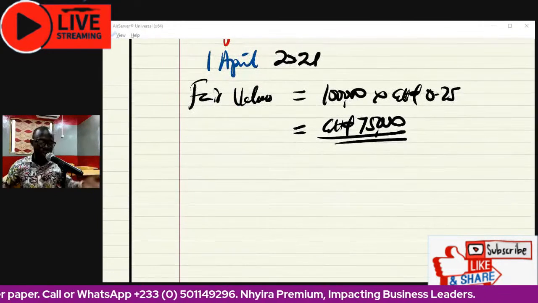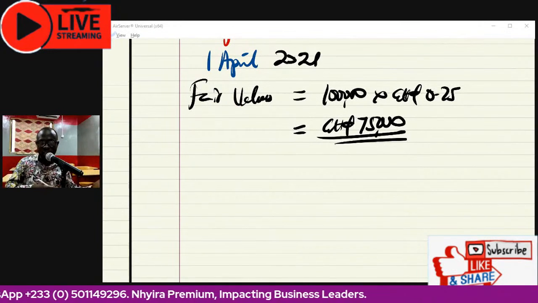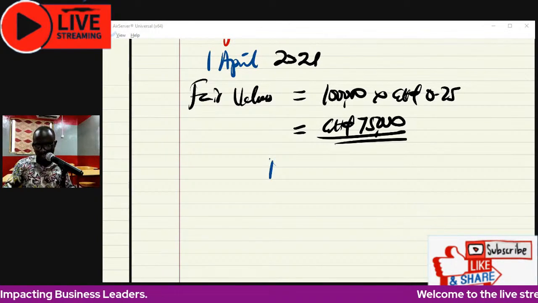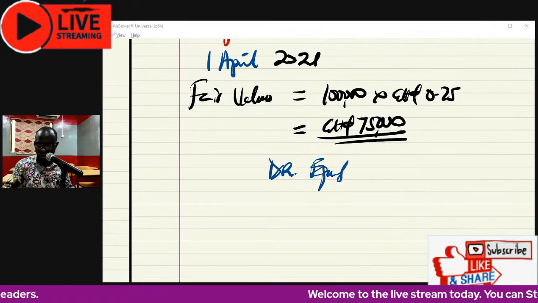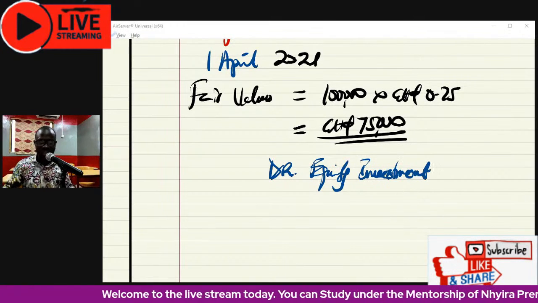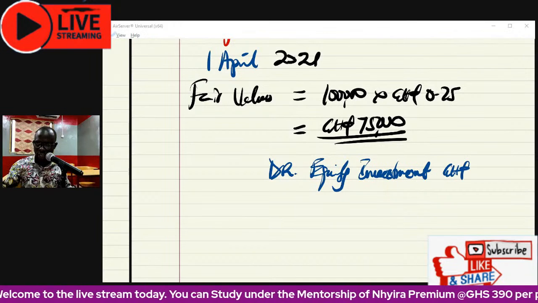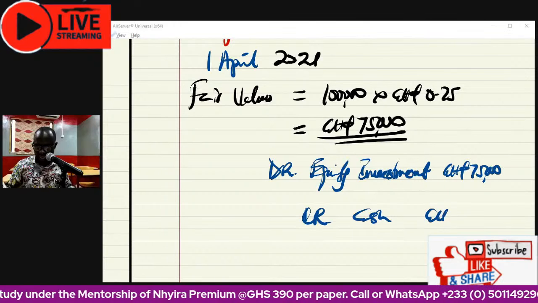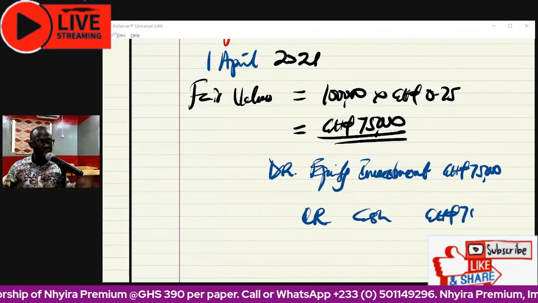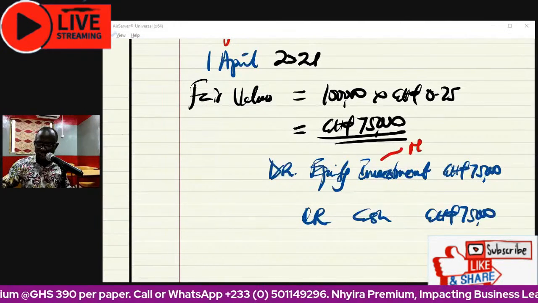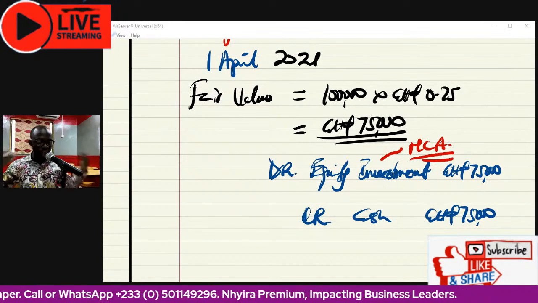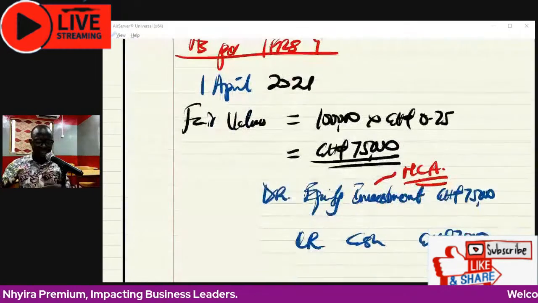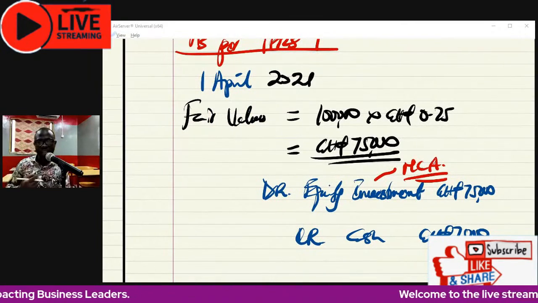Now, what is the double entry for this? You debit equity investment and you credit cash. That's 75,000, and then you credit your cash 75,000. Actually, this is a non-current asset for your information. So it's an equity investment, but it goes under non-current assets. Now, this is the cost of the investment.